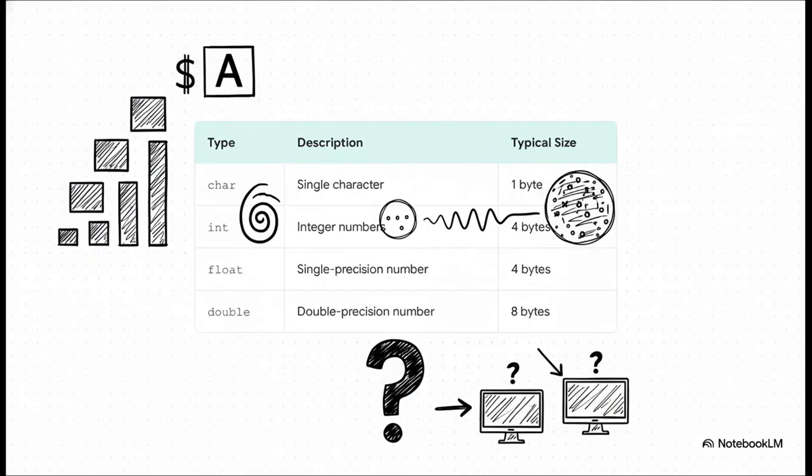Okay, here are the 4 foundational data types in C. First up is char, which is used for a single character, like the letter A. Then you have int, and that's for whole numbers. And then you have float and double. Both of these are for numbers that have decimal points.